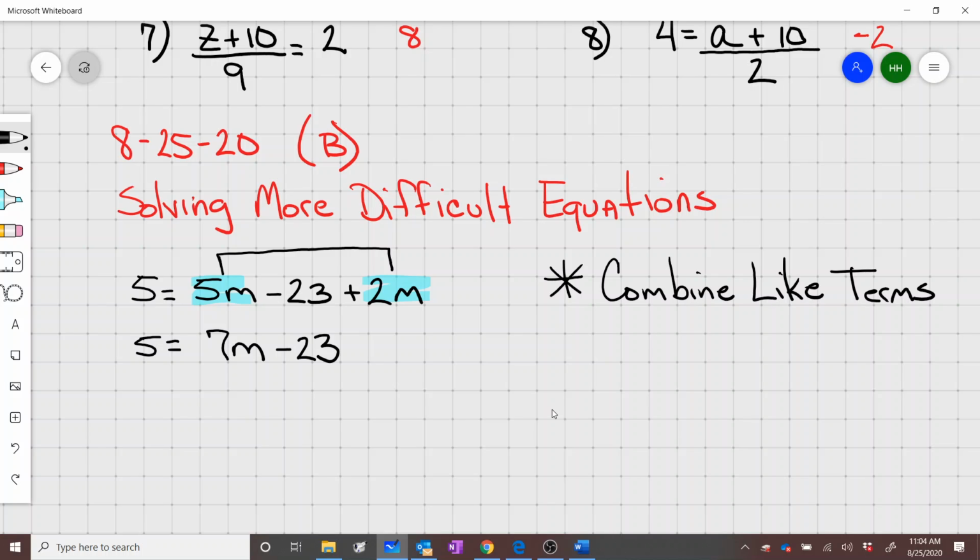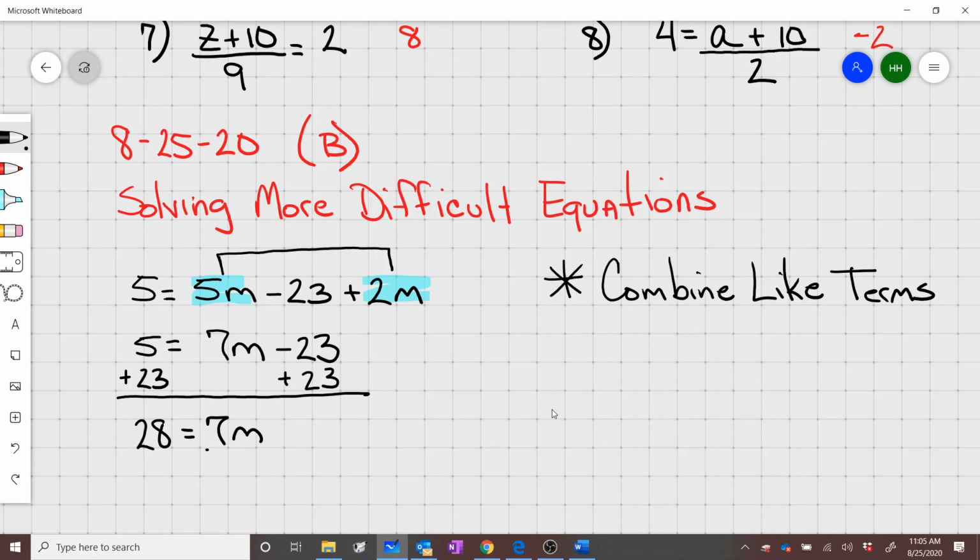We did these yesterday, where we then isolated the variable and then did the inverse operation. So once you've done that first step and you've combined your like terms, now you're going to add 23 to each side. I'm going to add 23 to each side. So you get 28 equals 7m.